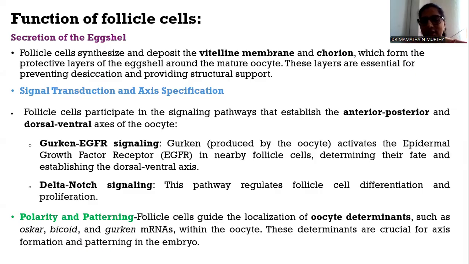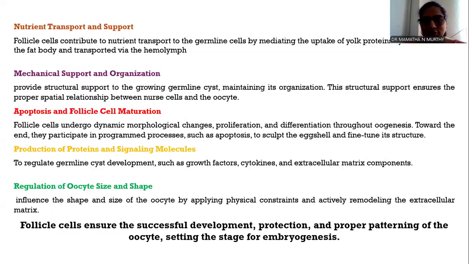These follicular cells guide the localization of oocyte determinants, for example the bicoid, nanos, and gurken mRNAs within the oocyte. These molecular or morphogenic determinants are essential for axis formation and patterning in Drosophila. Apart from that, they are also involved in nutrient transport and support, mechanical support, and organization. They provide structural support to the growing germ cells and maintain their organization. This structural support ensures the proper spatial relationship between the nurse cells and the oocyte.